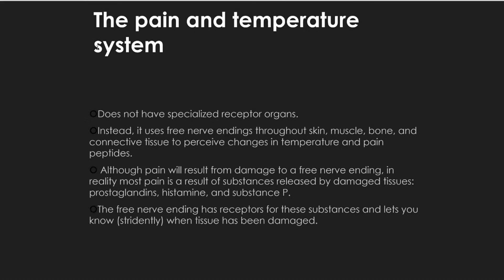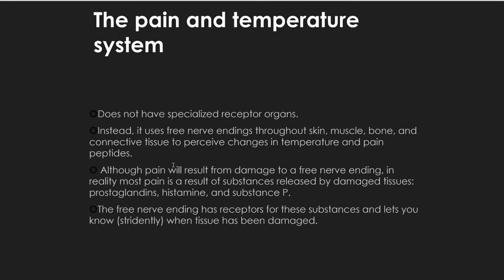The next type of sensation modality is pain and temperature. And the difference here is, first of all, that it doesn't have a specialized receptor organ. No type of corpuscles or discs or other endings. It uses free nerve endings throughout skin, muscle, bones, connective tissue, wherever we need to feel pain or temperature.